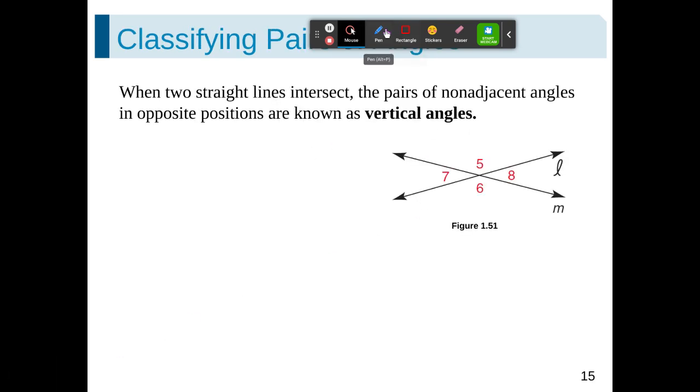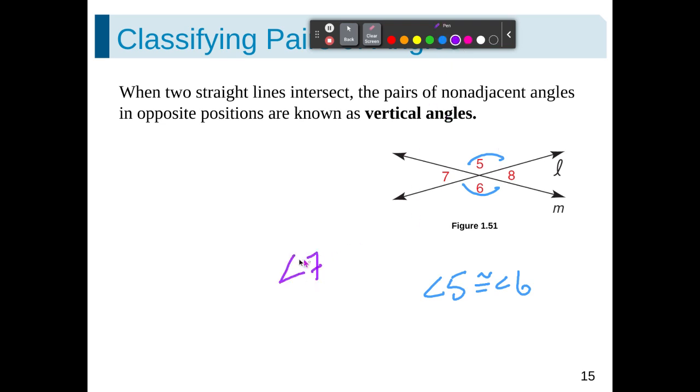Vertical angles. In this case right here, angle 5 is congruent to angle 6, because they are vertical. We also can say that angle 7 is congruent to angle 8 because they are vertical.